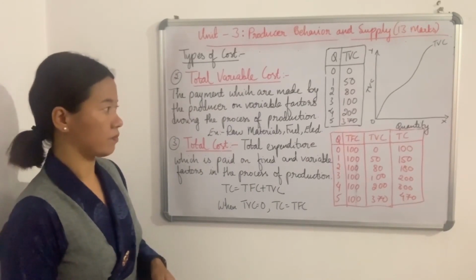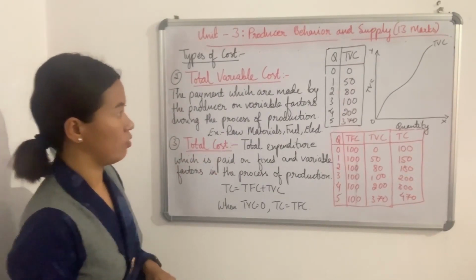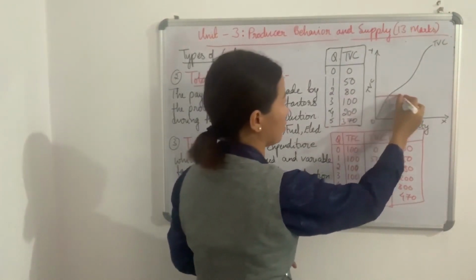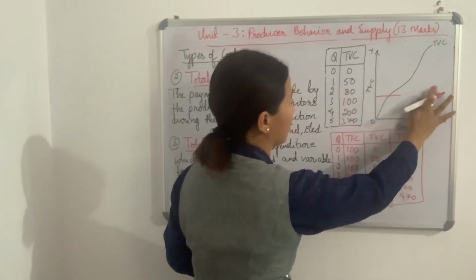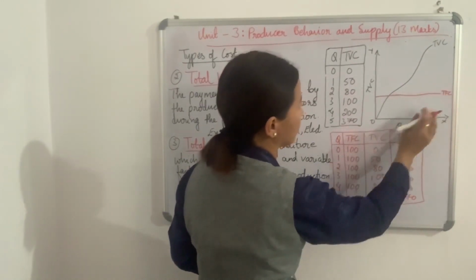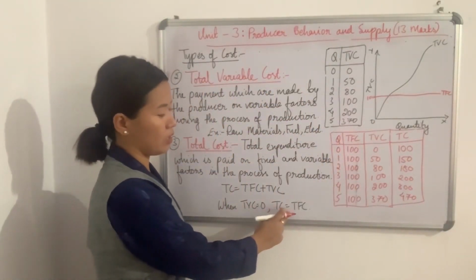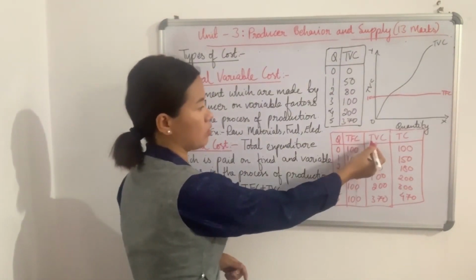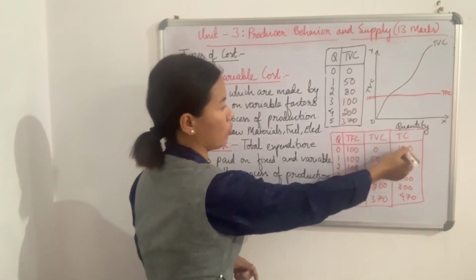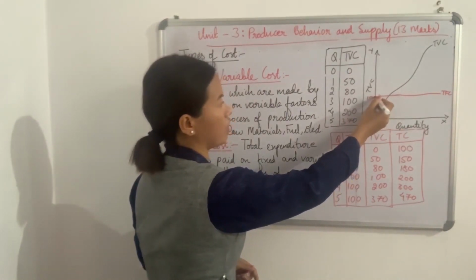And when we draw the diagram of all the three costs in one graphical representation, we get TVC. We already know that it starts from the origin. Total fixed cost is horizontal to the x-axis. We have to keep in mind that when TVC is 0, TC is equal to TFC. Whenever total variable cost is 0, your total fixed cost will be equal to total cost. So it means that the total cost will start from the point where the total fixed cost starts.